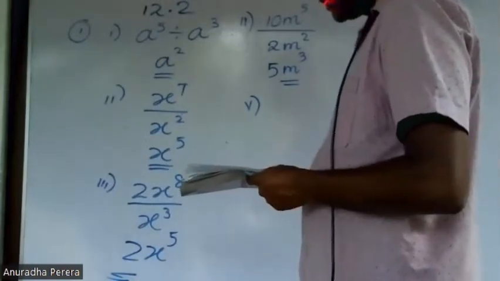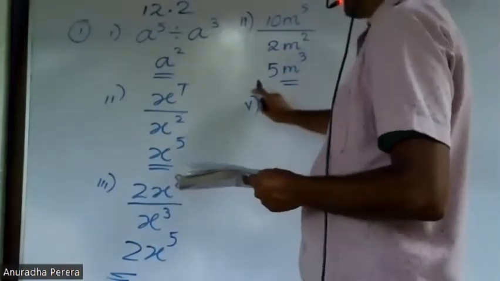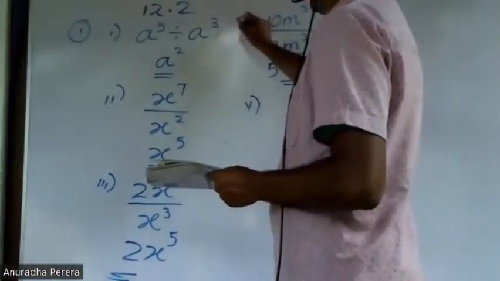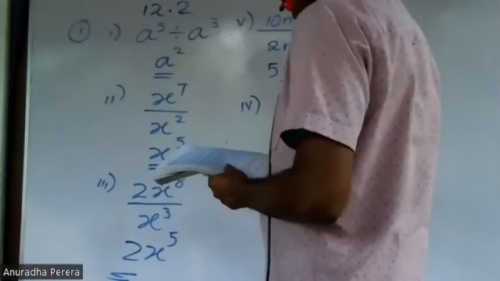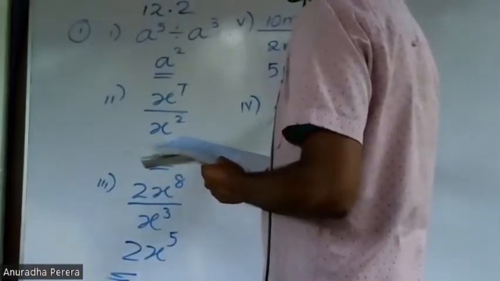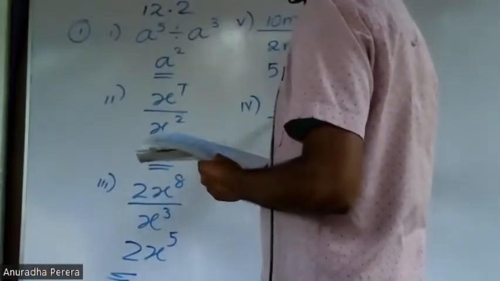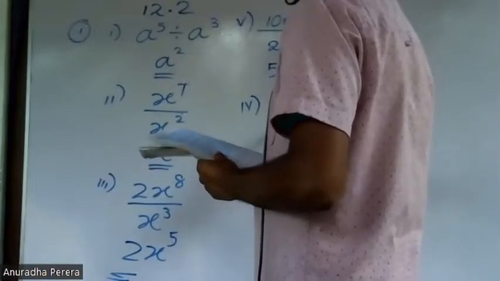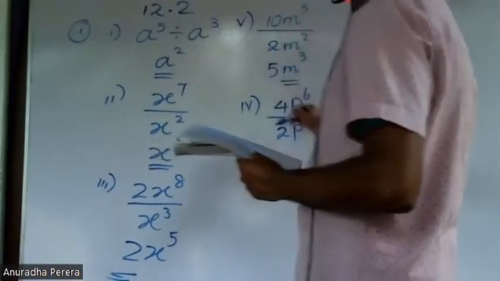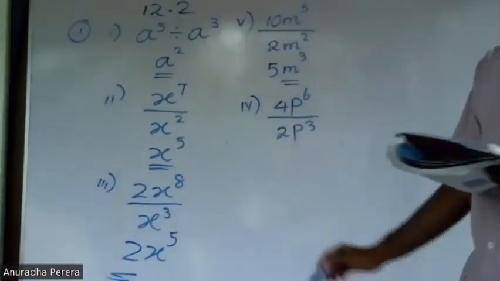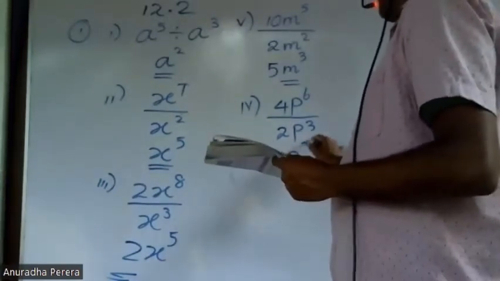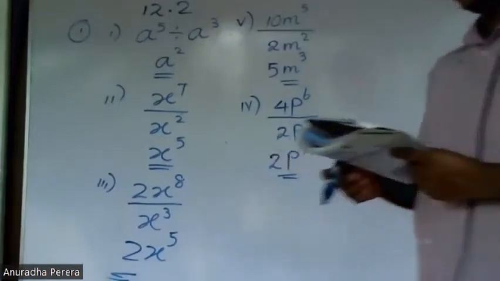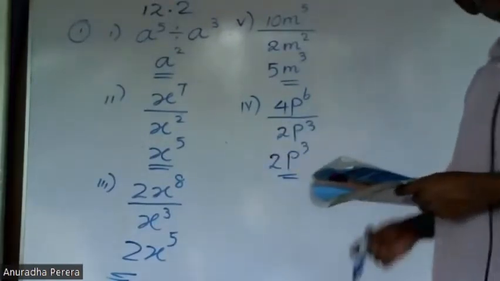Right. I missed the fourth one. This is question number 4. 4p to the power 6 is to be divided by 2p to the power 3. Divide the numerical values. 4 over 2, 2. Indices? p to the power 3. Yes.